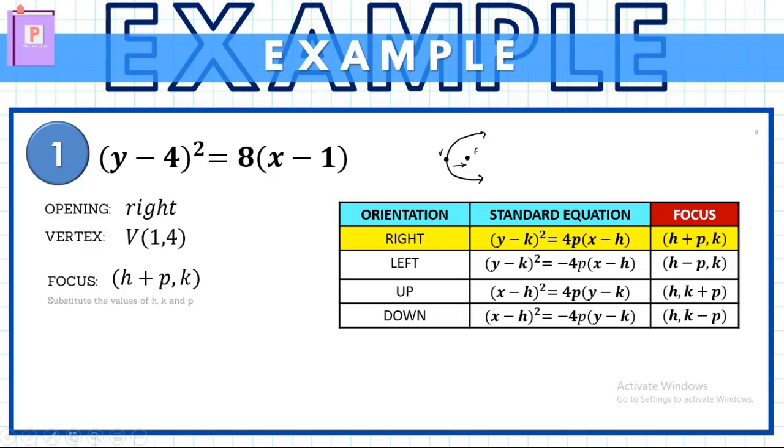Now let's identify the values of h, k, and p. So h is 1, k is 4, and the value of 4p is identified as 8. Therefore, p is equal to 2.